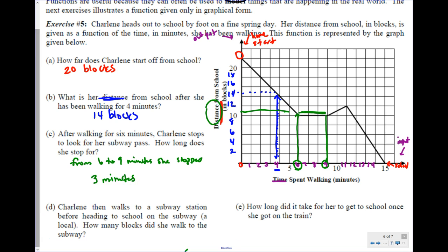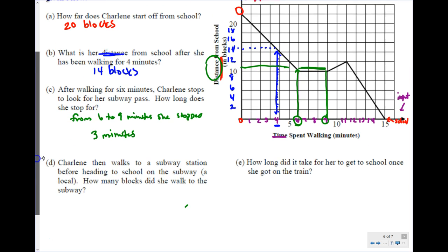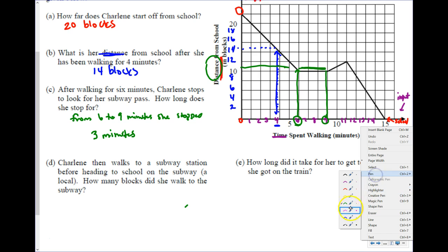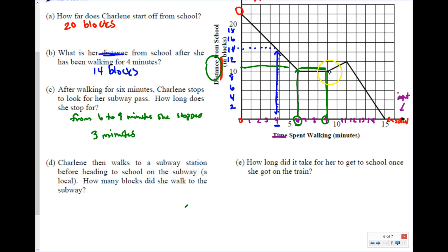Okay. Letter D, sorry, I'm just making some space. Letter D, Charlene then walks to a subway station before heading to school on the subway. How many blocks did she walk to the subway? So after she stops, she walks to the subway. And this is where she's walking to the subway. That segment right there, she's walking to the subway. How many blocks did she walk to the subway? So now it's asking for this distance from here until here. Well, that's between 10 and 12, so 2 blocks.